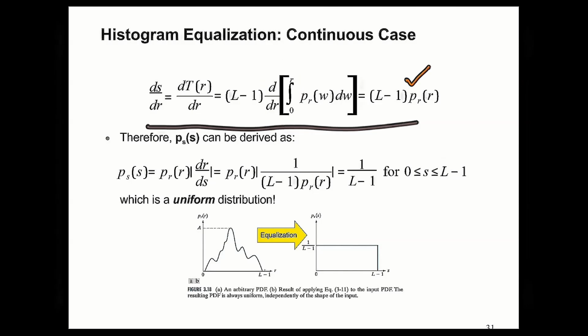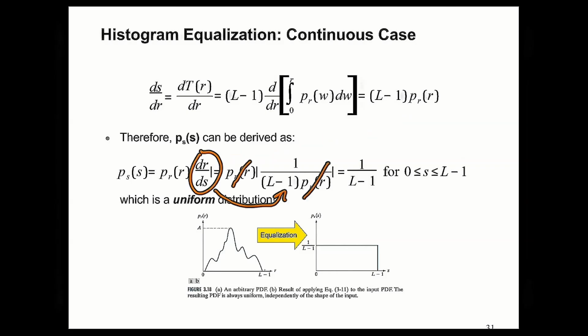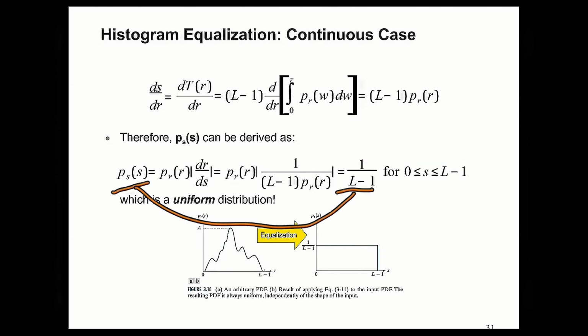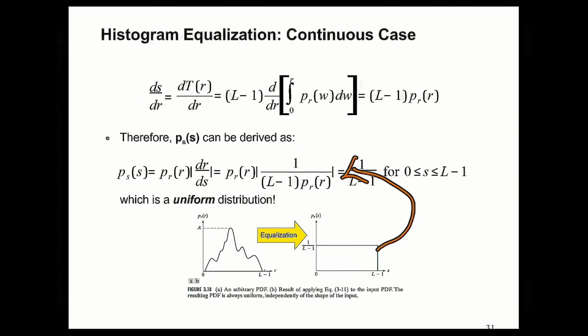If I put this into the original equation, what will I get? This is 1 by L minus 1 times P of R. This will be cancelled out, so the PDF of S is this. What I did was take the expression that we derived for histogram equalization and try to find the PDF of S using this expression. Once I found it, I got 1 by L minus 1, which is a flat PDF.